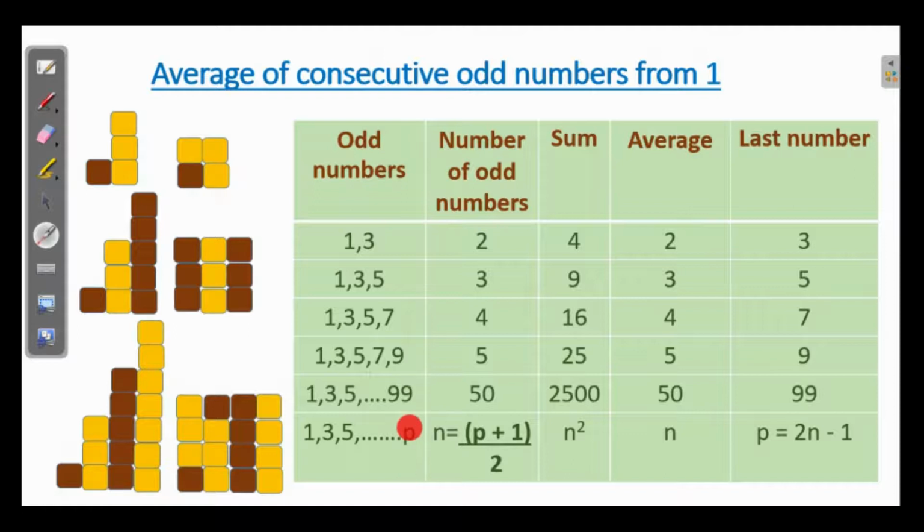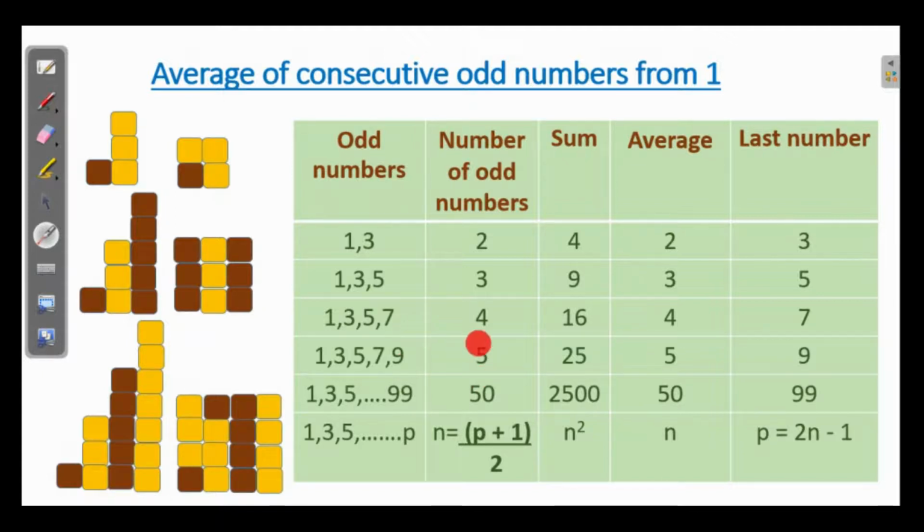Whatever odd number may be the last number, we have to get the number first. That is the average also. How many numbers are there? How did we get this 50 here? 99 plus 1, 100. Half of 100 is 50. 9 plus 1, 10. Half of 10 is 5. 7 plus 1 is 8.